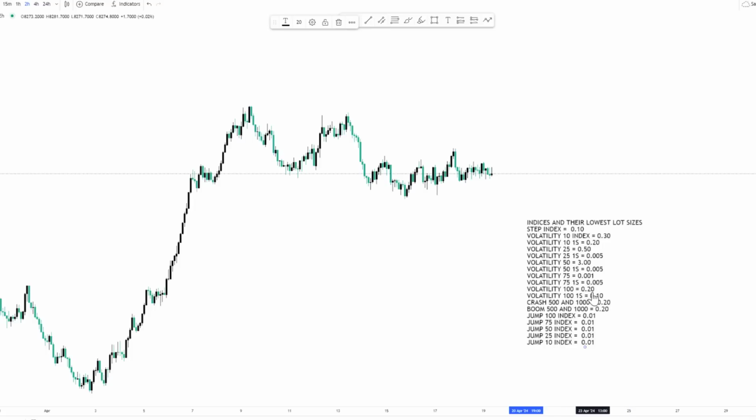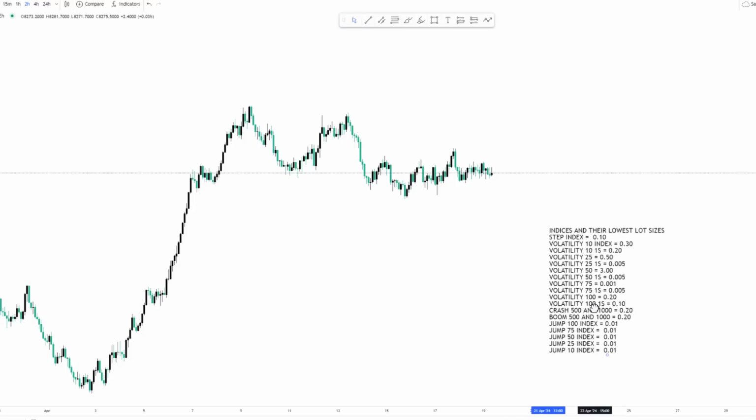Each instrument right here has a different lot size, and this is especially for volatility. Each of the volatility indices has its own lowest lot size. Then you can look to increase them. Now my advice is that if your account is less than $100, make sure you're using the lowest lot size, because the volatility is actually very fast. They move very fast, and if you look at volatility 100, it's one of the fastest, while volatility 25 is actually slower than volatility 100. I hope this makes sense.